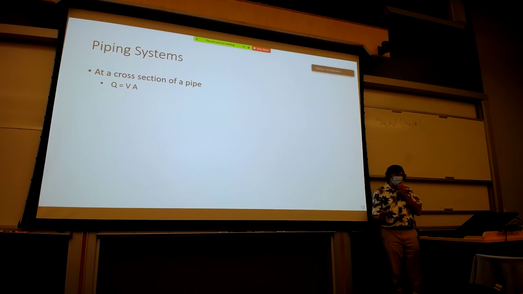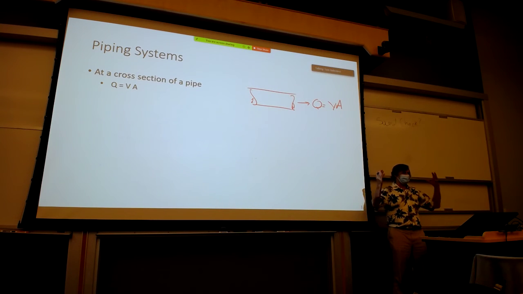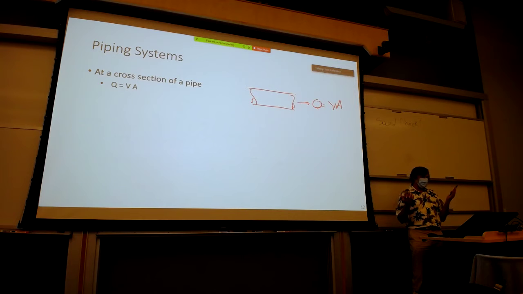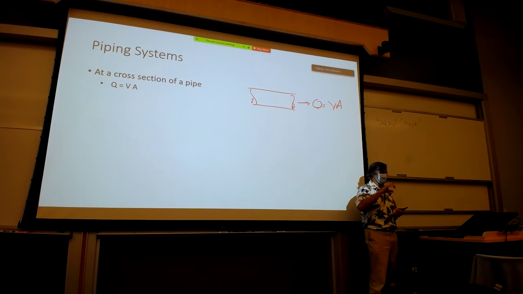So, for piping systems, we just established that the discharge is velocity times the cross-sectional area, and that velocity is a one-dimensional or cross-sectional average velocity, and A is the cross-section of the pipe. And you have to understand, we're just talking about the fluid. So when we say the cross-section of the pipe, it's the inside diameter of the pipe.